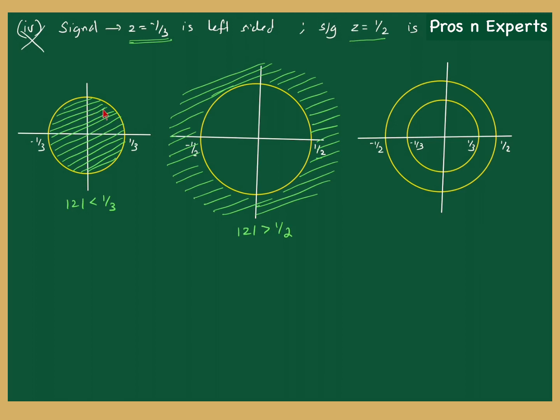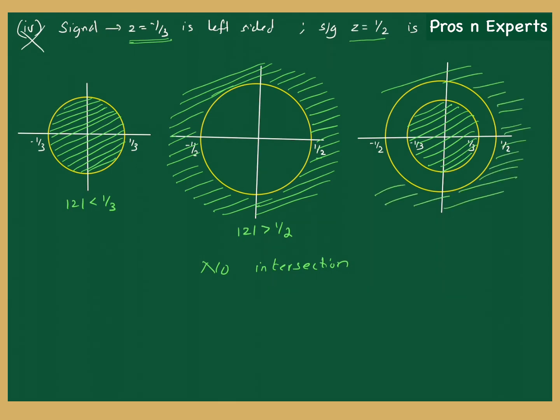Now, what is the intersection of this ROC and this ROC? This is mod z less than 1 by 3 and this is mod z greater than half. Is there any intersection? The answer is a big no. There is no intersection, because one plot is like this for the first case and the second case it is like this. So the individual ROCs will never intersect.